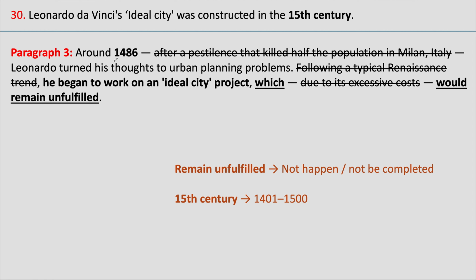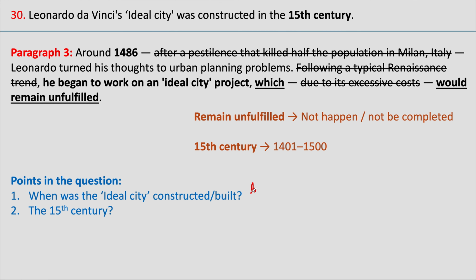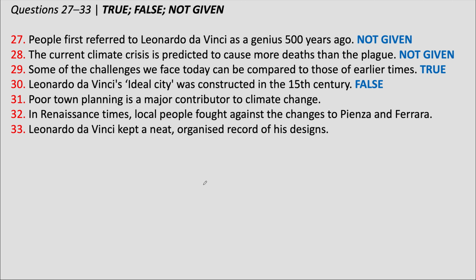It says around 1486, that is the 15th century, Leonardo thought about urban planning. That is, he thought about planning a city. Then he began to work on the city project, which would remain unfulfilled. Remain unfulfilled means it was not completed. So, in the 15th century, he began to work on the project of the ideal city. But the ideal city project remained unfulfilled. That is, it was not constructed. The question is about when it was constructed. Because it was not constructed, the answer to question 30 is false.